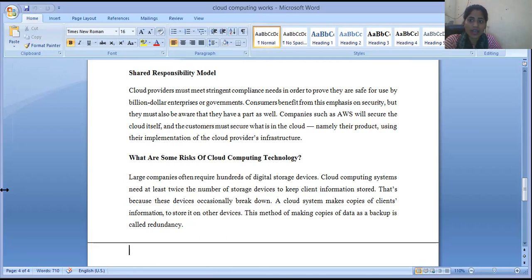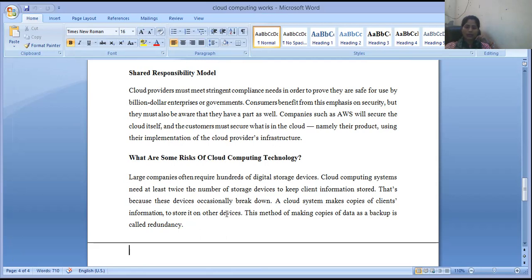Suppose a device breaks down, a cloud system makes a copy of the client's documents or information and stores it on another device. This method of making copies of data as a backup is called redundancy, isn't it? So this makes redundancy of the data or information of the cloud client. So these are some risks of cloud computing.